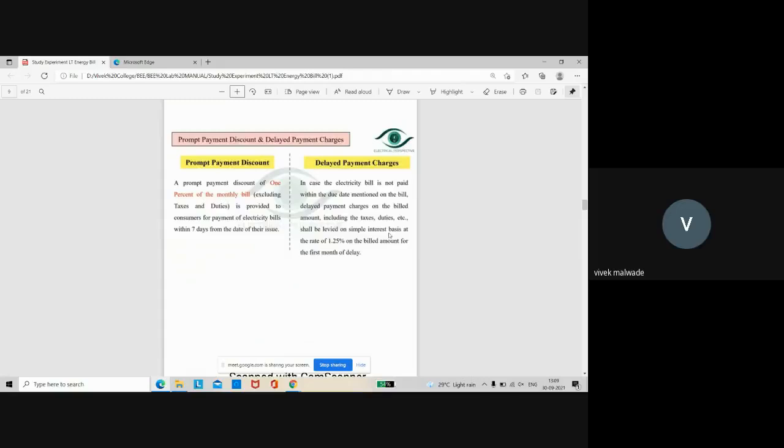So in case the electricity bill is not paid within the due date mentioned on the bill, delayed payment charges on the bill amount, including the taxes, duties, etc., shall be levied on the simple interest basis at the rate of 1.25% on the billed amount for the first month of the delay. Means they are giving discount 1%, and if you delay the payment, then the charges are 1.25% on your whole bill. मीन अगर आपका बिल 100 रुपीज है तो if you delay, per 100 rupees you have to pay 101.25 rupees to that particular company.